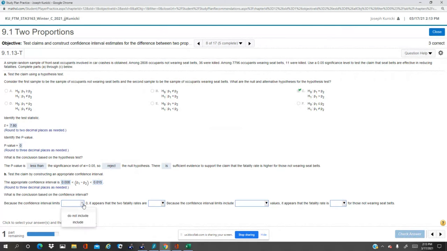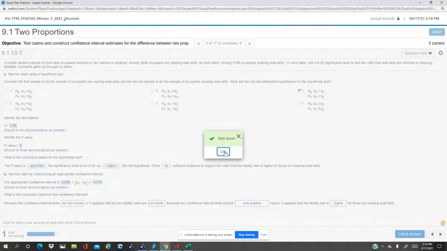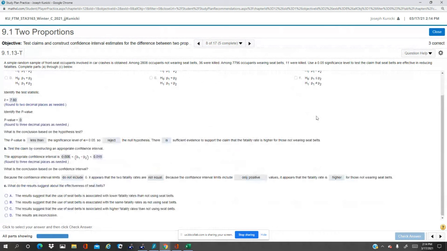Because the confidence interval limits do not include 0, it appears that the fatality rates are not equal. Because if they were equal, then you would see 0 in the confidence interval. Because the confidence interval limits include only positive values, it appears that the fatality rate is higher for those not wearing seatbelts. Okay. So that's problem 9.1.